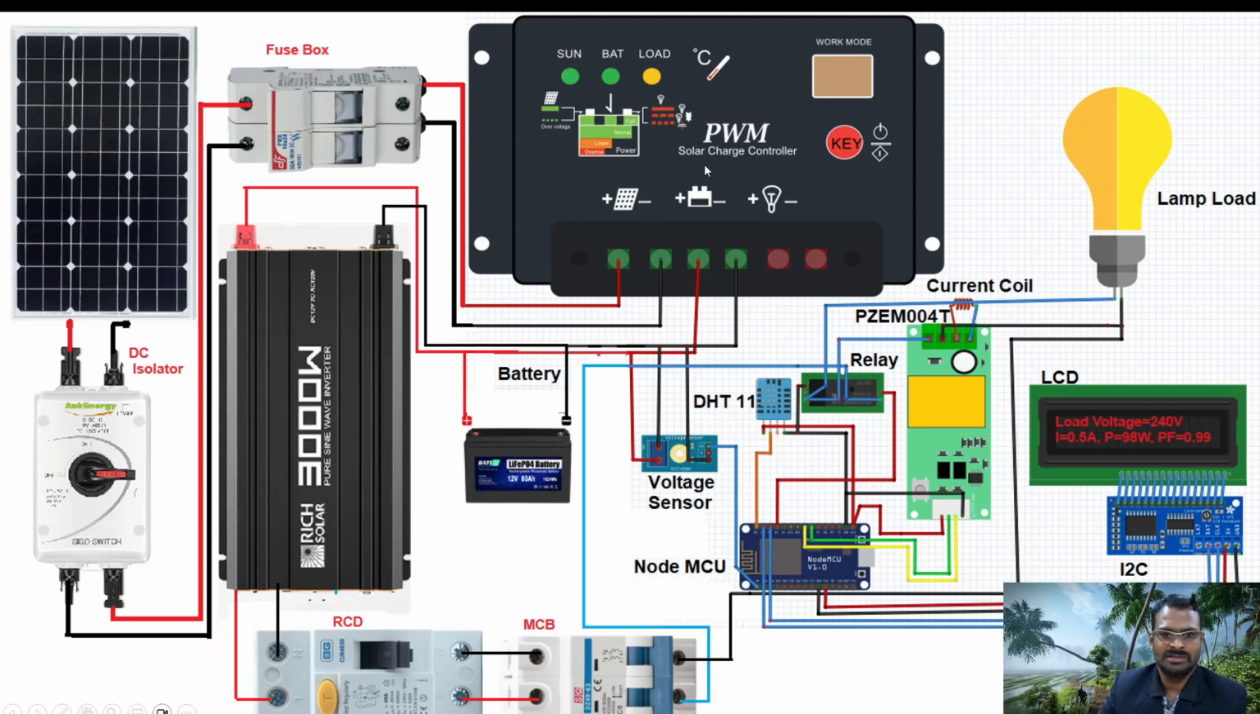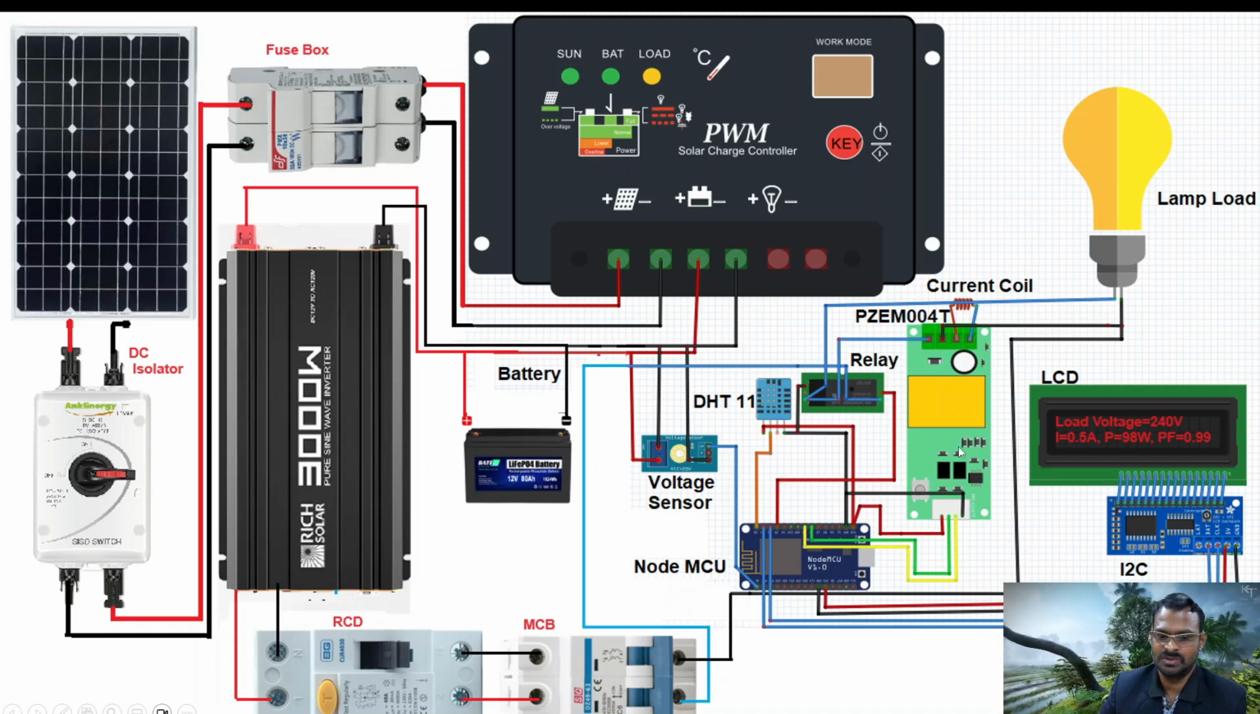The charge controller is an MPPT type. Actually here it is shown as PWM type, but we have implemented an MPPT type charge controller, which will optimally get the power from this PV, and the output of this charge controller will be fed to the battery, and from the battery it goes to the inverter unit. From the inverter unit, again from the AC side we have a protection, RCD and MCBs are there, and from the MCB output it goes to the relay.